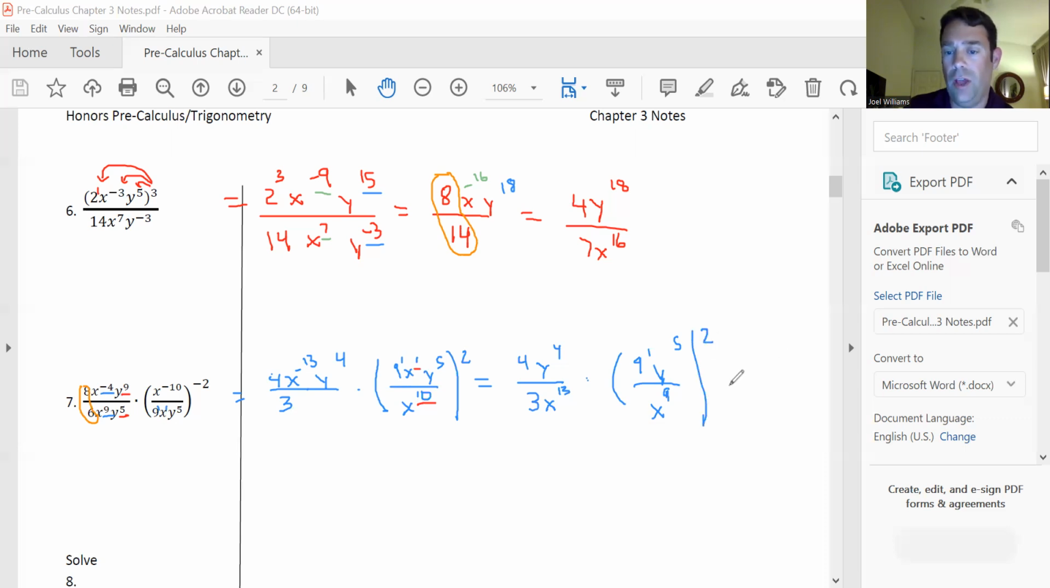All right. So now we distribute our 2 in here. So let's see. We still have this 4y to the 4th. Some of these can become pretty ugly after a little bit, but it is what it is. Again, if we just take it one thing at a time, don't try to do too much, just one thing at a time, you will be totally fine. So we have 9 squared times y to the 10th and x to the 18th.